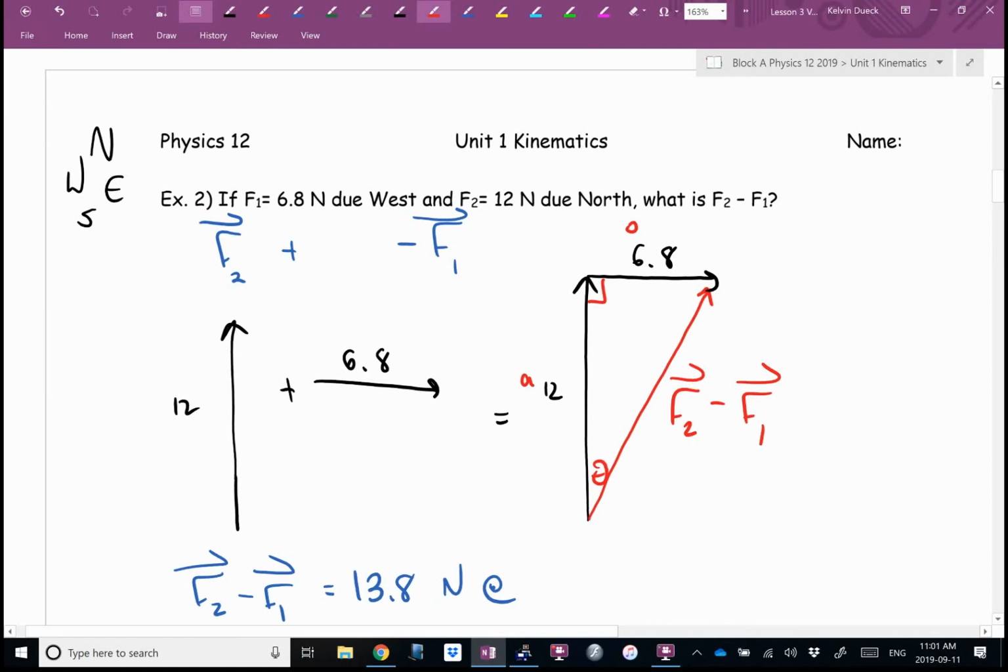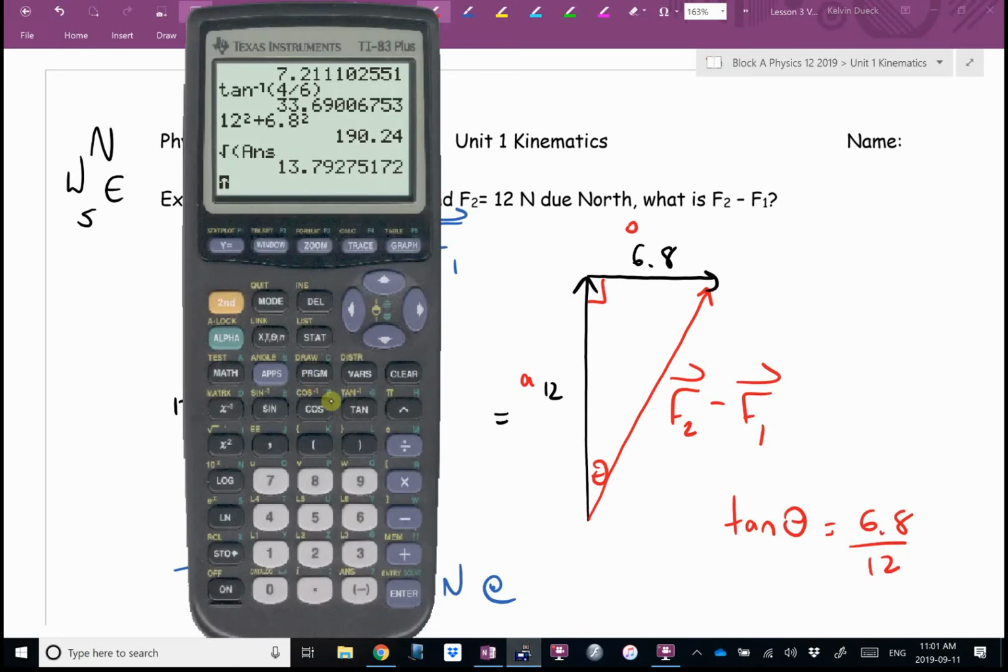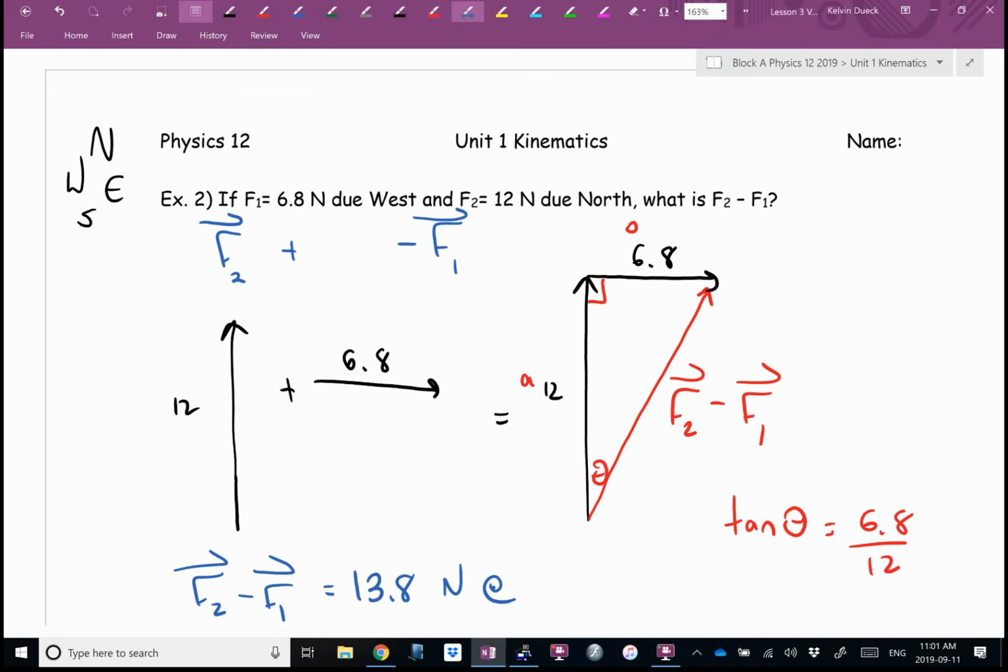So it's going to be tan again. I get tan theta equals 6.8 over 12. And I get 29.5, 30 degrees. North of south, east of west, what of what? It's either east of north or north of east. Which one? East of north, because my lines finish last.